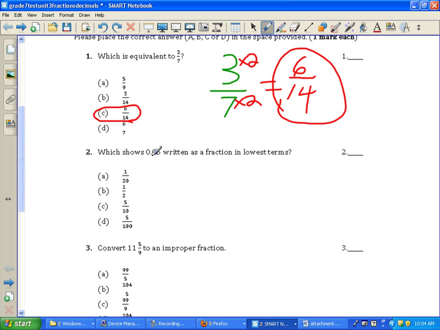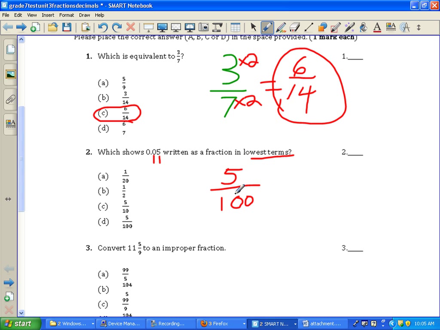This one here says, which shows 0.05 written as a fraction in lowest terms. Any decimal can be written as a fraction. This is the tenths place, and the next one is the hundredths place. So, we've got 5 in the hundredths place. So it's 5 out of 100.